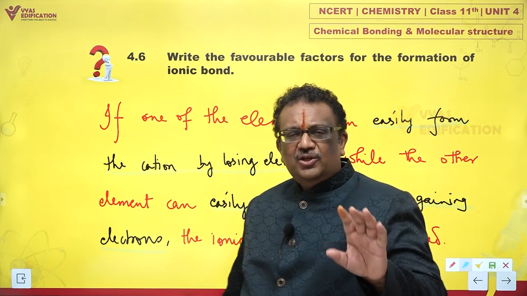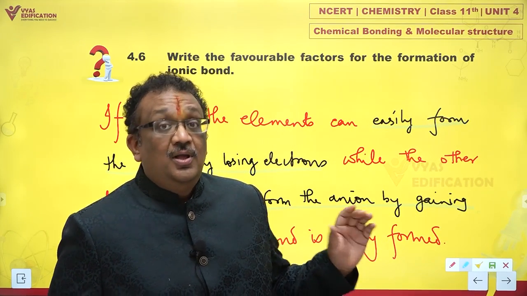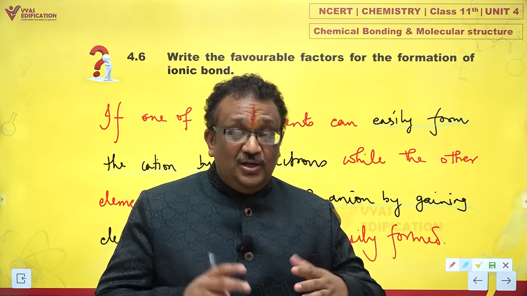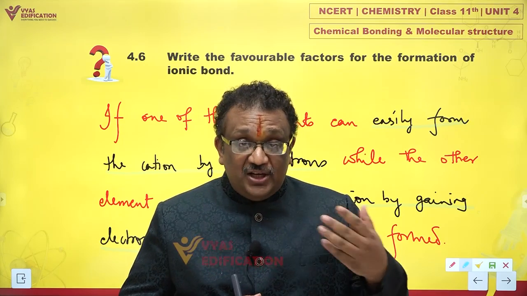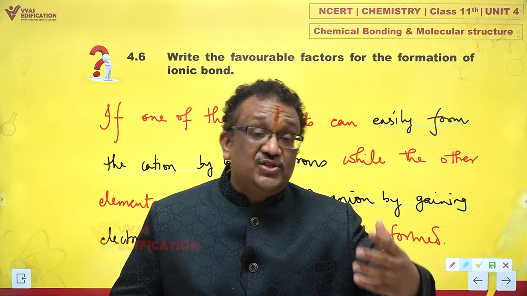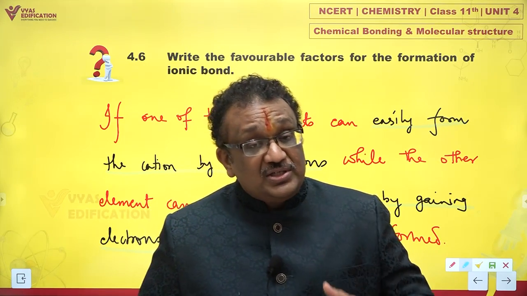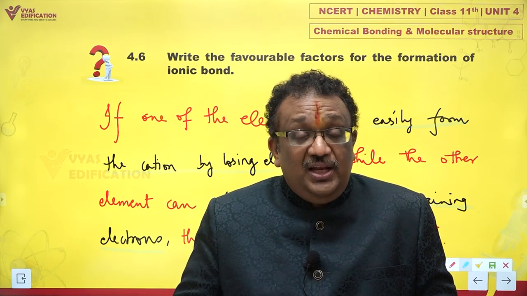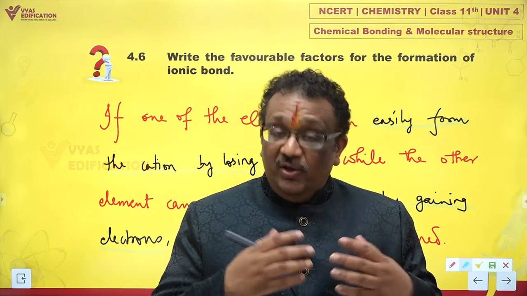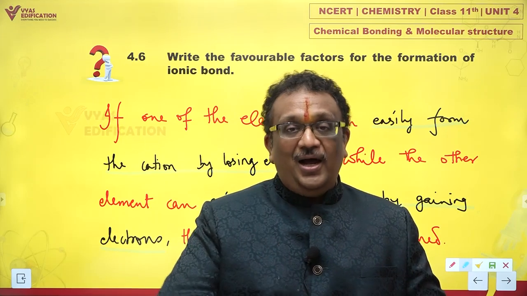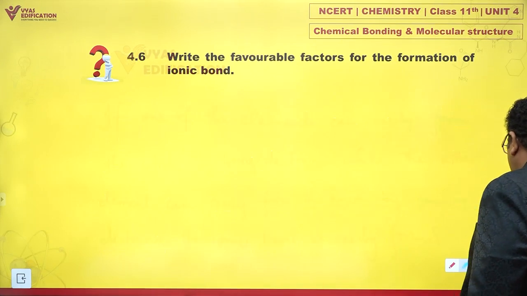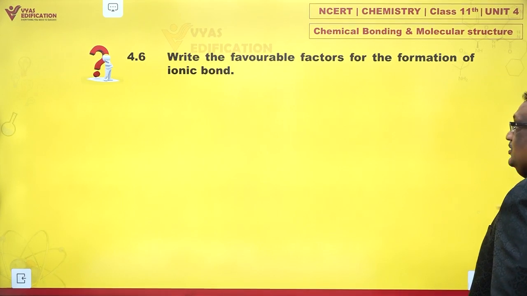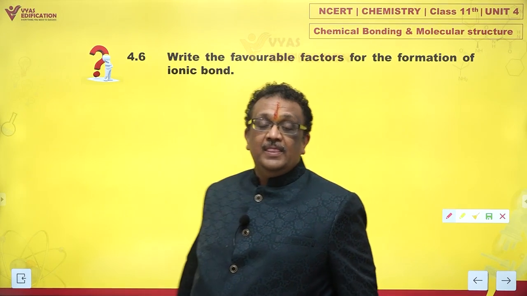If this is simply a short answer, this much is sufficient. But in case it's a bigger answer, you can add two more sentences. What is it which ensures that the atom can easily lose electrons? What is it which ensures that the atom can easily gain electrons? So if you want a longer answer, you can add this portion. Now tell me, which atom can easily lose electrons? The next portion you need to add.